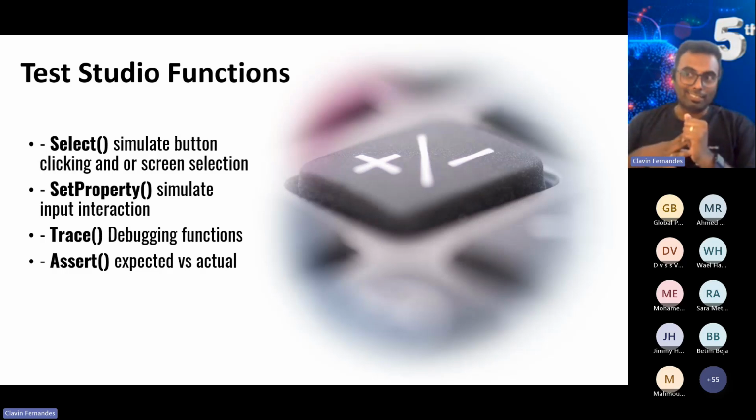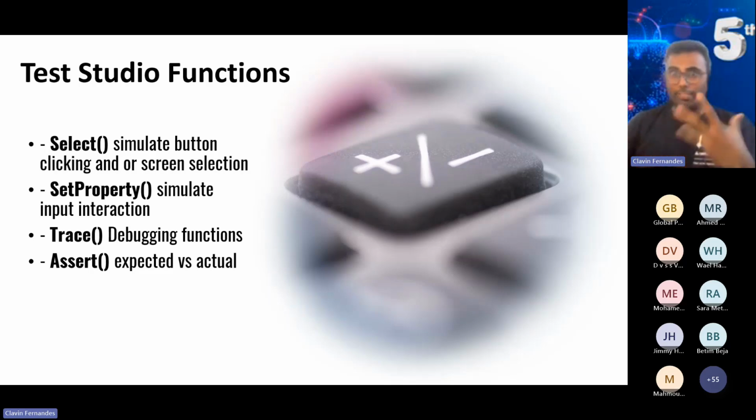The first one is the select. The second one is the set property. The third one is the trace. And the fourth one is the assert. Assert is the most important one. It tells you the difference between the expected versus the actual behavior.